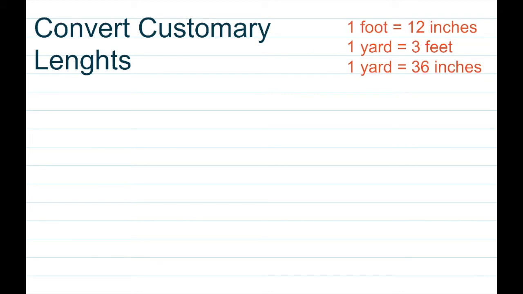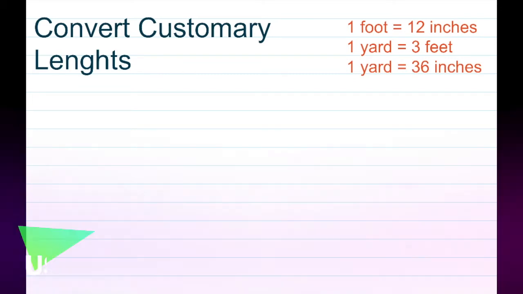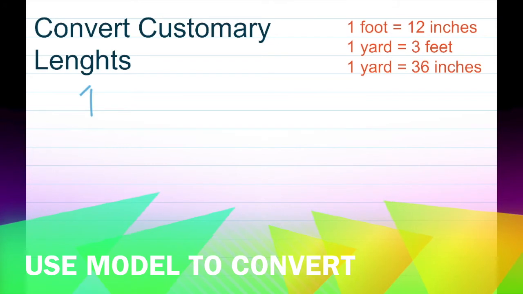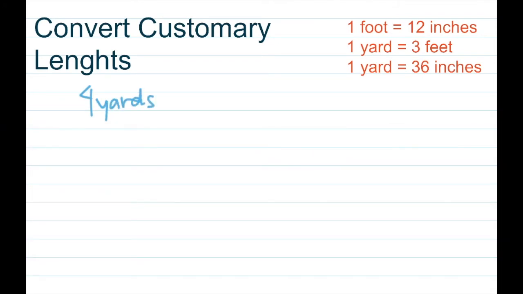Okay, for the first example, and to show you how this works, I'm going to do 4 yards into feet. There are two main ways that we can do this. One is by drawing the models, and another one is by just using multiplication. For the model one, we are going to use 4 yards and make them feet. To use yards to feet, we are going to use this one right here, yards to feet.